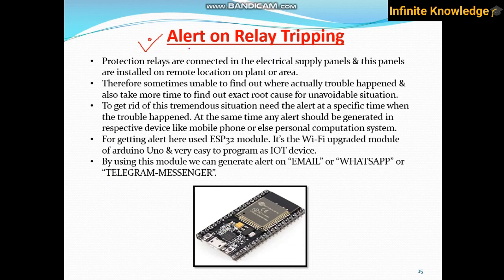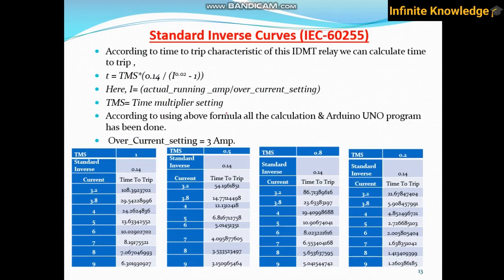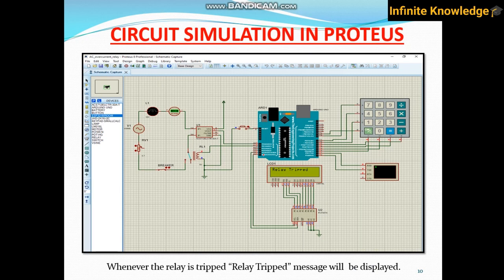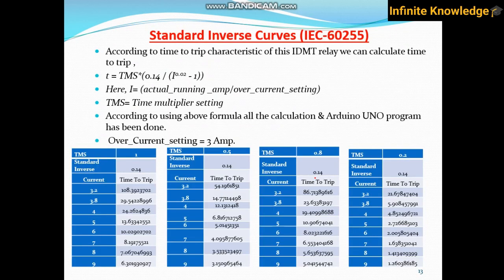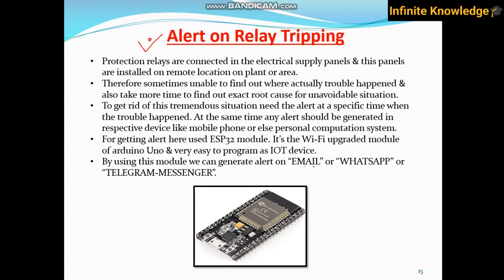So whenever any tripping happens, whenever this type of tripping message is displayed on the relay, at the same time an email, a WhatsApp alert, or a Telegram alert will be generated on your mobile phone, and at the same time you will get notified by this ESP32 module. This module just requires an internet connection or a Wi-Fi connection. By that internet connection, it will generate an email, WhatsApp alert, or Telegram alert.